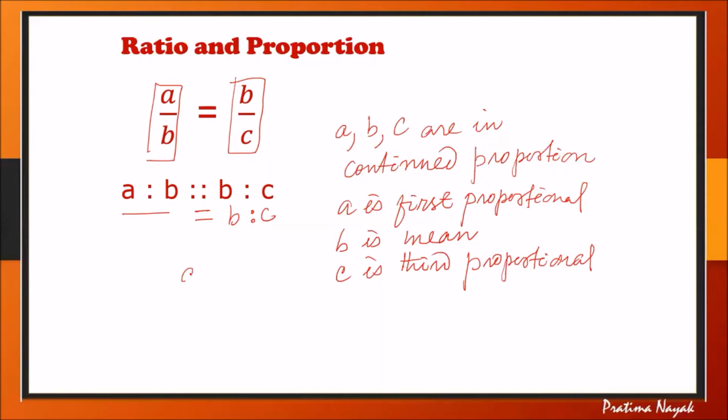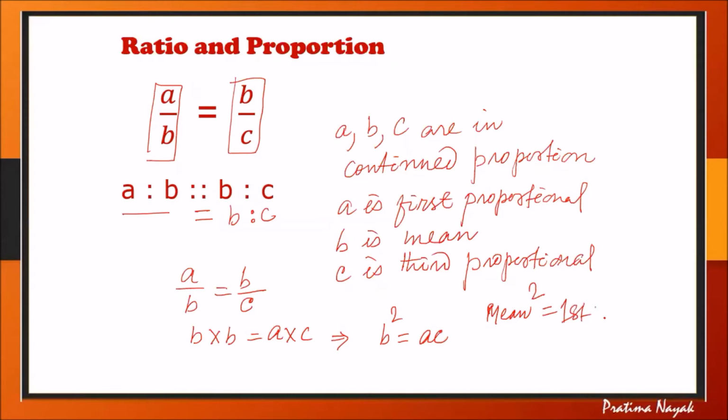So here A by B is equal to B by C, or we can use B into B is equal to A into C, or B square is equal to AC. We can use this relation also. Square of B is the same as the product of A and C. That means square of mean is equal to first proportional into third proportional. So knowing all this concept, let us begin the question now.